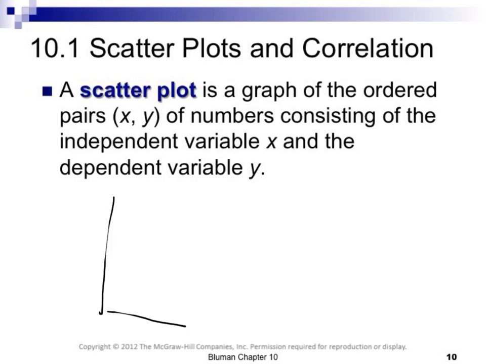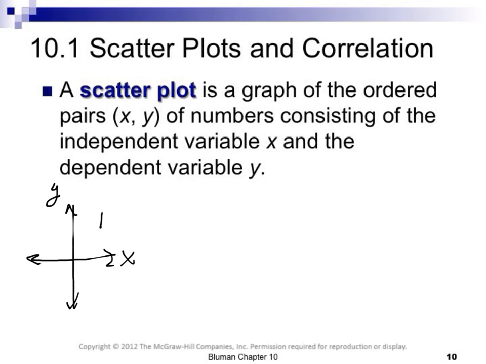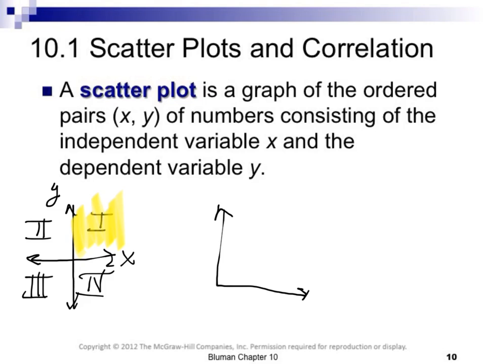Remember, let me go back. When you graph, typically your coordinate plane looks like this, and you have x and y axes. And you have your first quadrant and your second quadrant and your third quadrant and your fourth quadrant. Well, most of the time in data, we're just looking in this first quadrant. So your graph, instead of looking like that, is just going to look like this, and you're going to have your independent variable here and your dependent variable there.